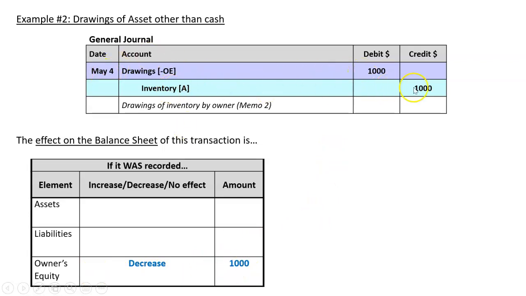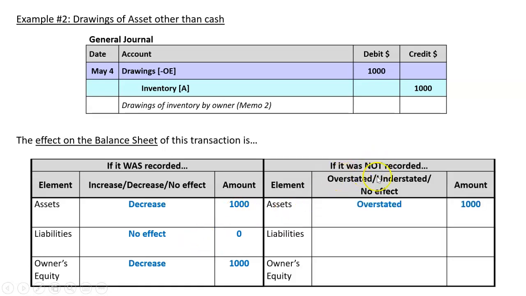Now I've got this one. This is a credit to an asset. So that decreases assets by 1,000. And that's it. We've got no effect of liabilities. But then we get that question which says, well, what if it was not recorded? Well, we just flip it around and we say, well, look, assets should have gone down 1,000. But if they didn't, they'd be too high. Or instead we use the word overstated. Now, liabilities wouldn't be affected one way or the other. So we just write no effect.